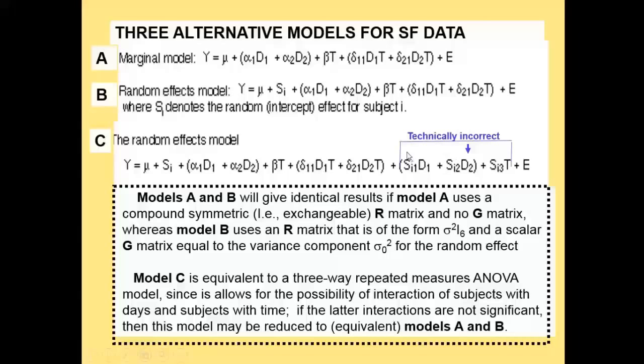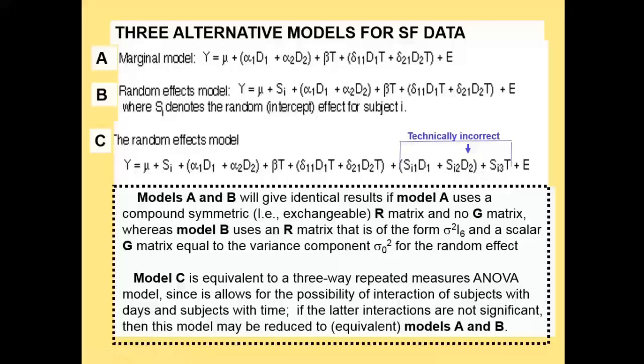But now, look at this slide. You've got model C. Is that the same thing as model B? No. Why not? Because what have I added? I've added S times D, S times D1, S times D2, and an S times T. I've added these three things. What are they? Are they fixed effects or random effects?